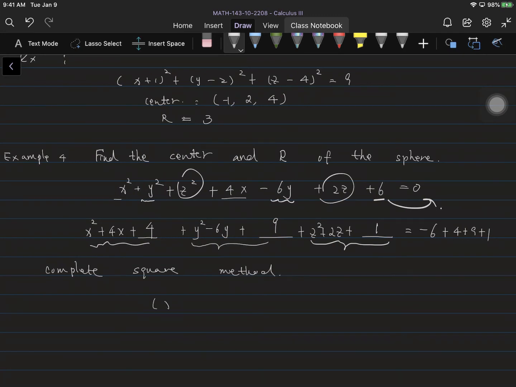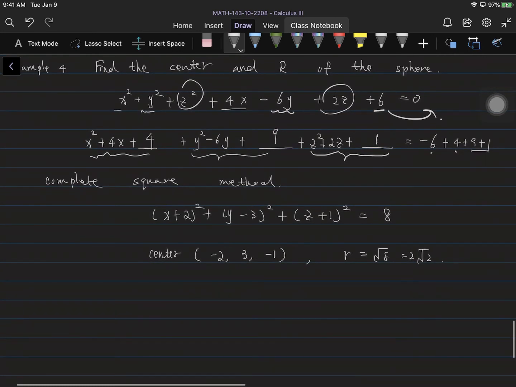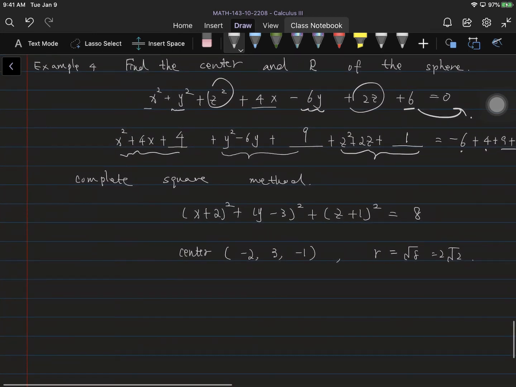So it becomes (x plus 2) squared, (y minus 3) squared, (z plus 1) squared, and the right side we just simplify: 10 plus 4 is 14, minus 6 should be 8, right? Okay, so let's see what the center is. It's (-2, 3, -1), and the radius is root of 8, which is 2 root 2. Okay, so this is how we find the center and the radius for a general sphere equation.